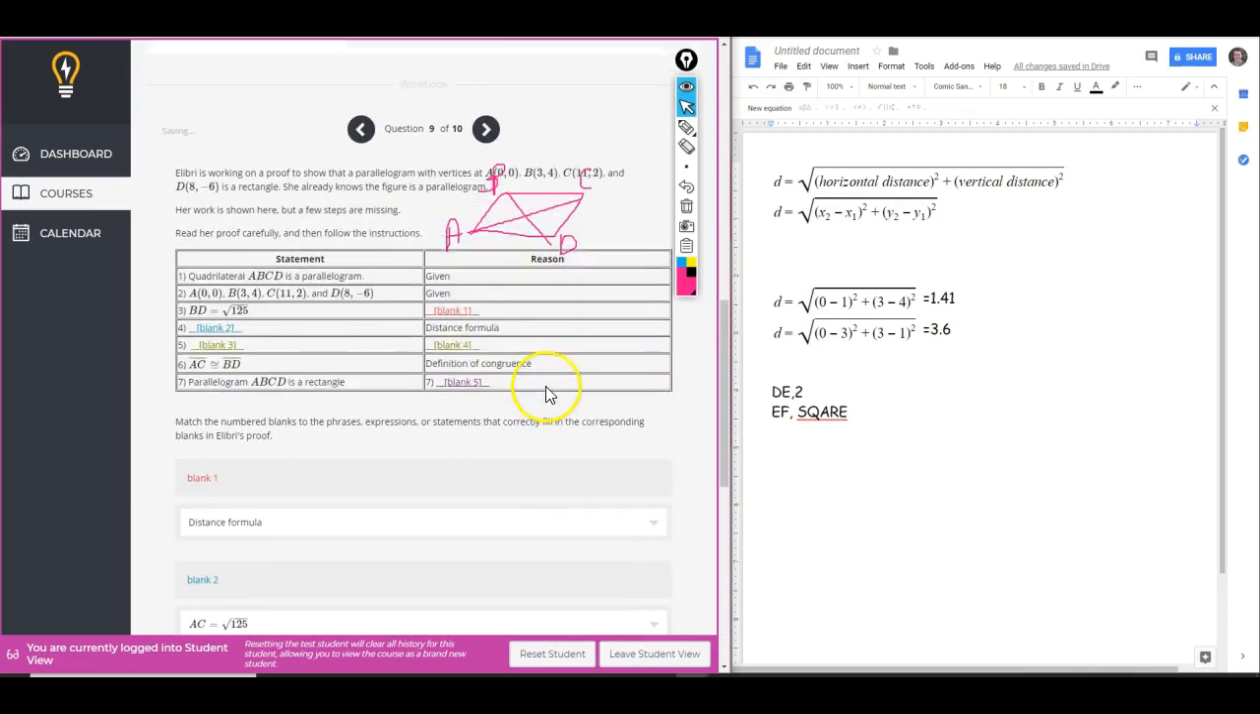So that's how I would use the knowledge I had and referencing back to the proof to answer this question. I hope that helps.